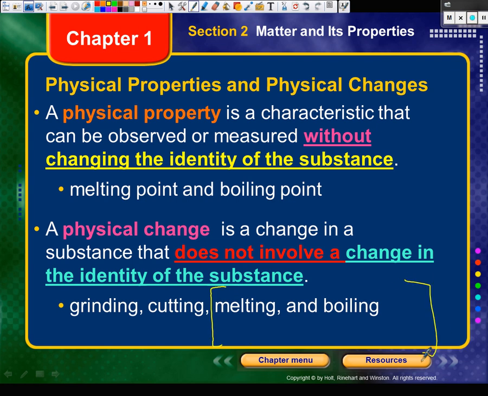Seriously? Yeah. It's water. It's just in its solid state. But what is ice?